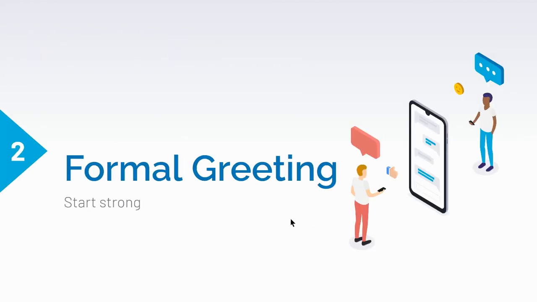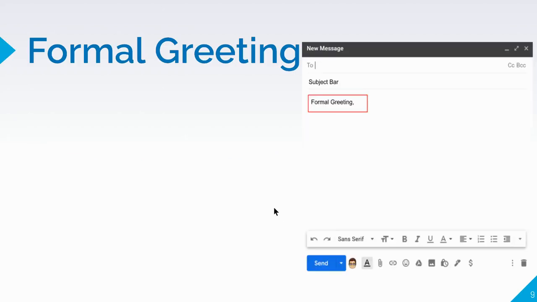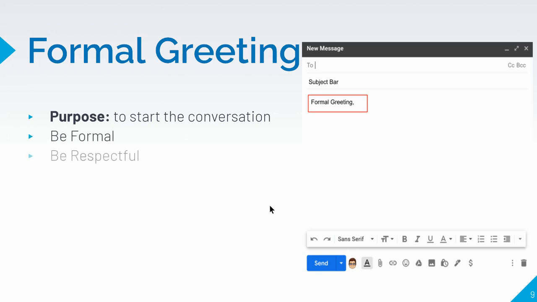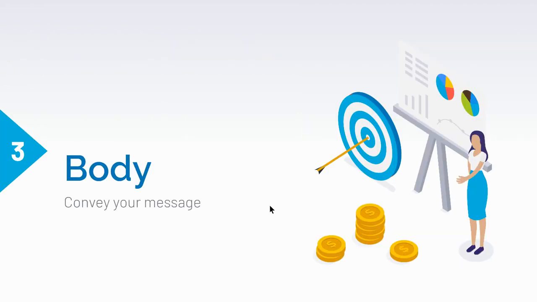Part 2 is a formal greeting. Start strong. For a formal greeting, the purpose is to start the conversation. In a real conversation, you wouldn't just walk up to somebody and start talking about your problems. You'd first say hello. You need to make sure that you are formal and respectful in your greeting. Some examples include "Dear Mr." or "Hello Mrs."